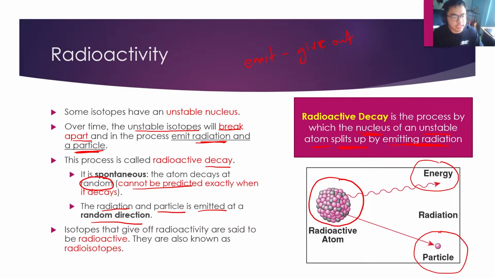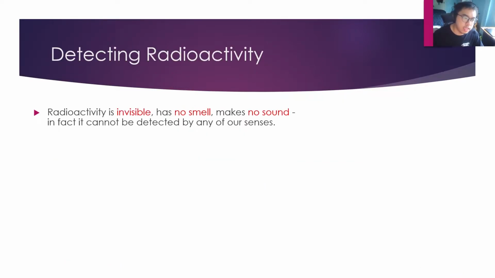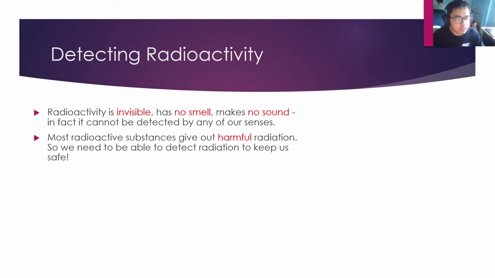Now, isotopes that give off radioactivity are said to be radioactive, and they are sometimes also known as radioisotopes. Now, radioactivity is invisible, has no smell, and makes no sound. In fact, it cannot be detected by any of our senses. Now, this can be dangerous because most radioactive substances give out harmful radiation. Some radiation is safe in some situations, but for most radioactive substances, the radiation they give out is quite harmful.